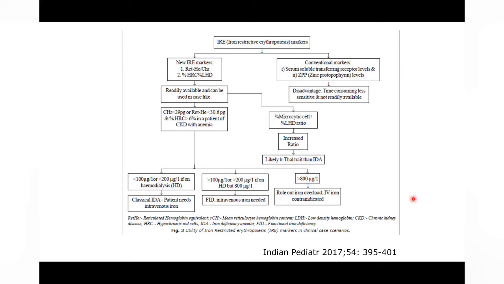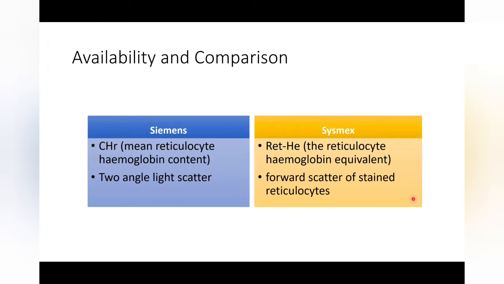If we use a flow chart given by Indian Pediatrics 2017, this is on iron restrictive erythropoietic markers. The new iron restrictive erythropoiesis markers that have been suggested are Red-He and percentage of hypochromic red cells, which we're going to talk about later. These can be used, and they have given an algorithm with the cutoff percentages which we should use in a patient of CKD with anemia. If we look at the availability and comparison between different counters, Siemens uses CHr, which is the mean reticulocyte hemoglobin concentration, and Sysmex uses Red-He.